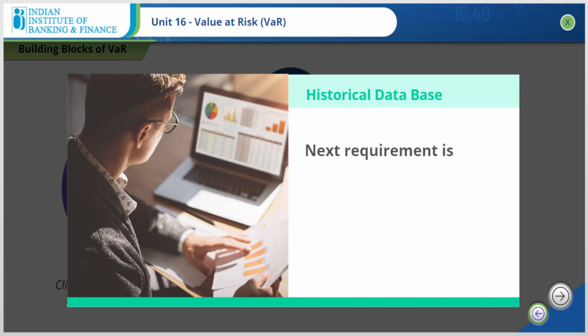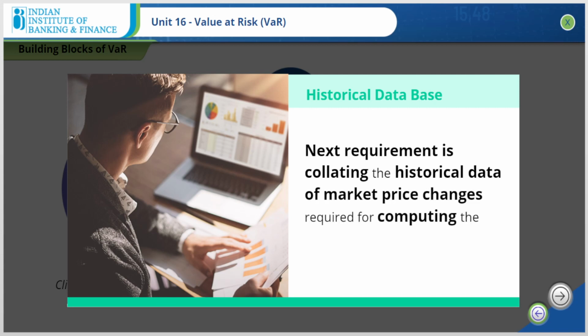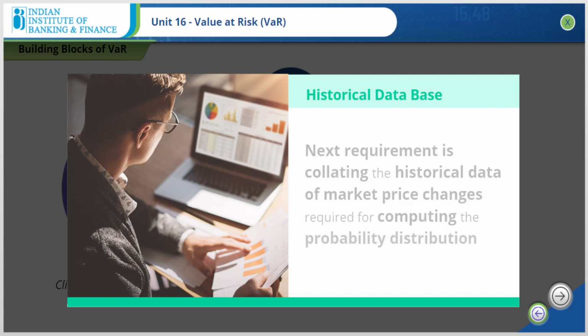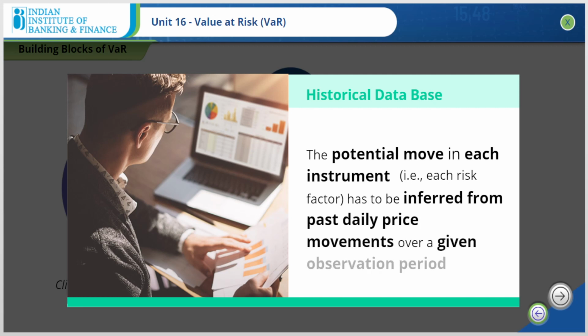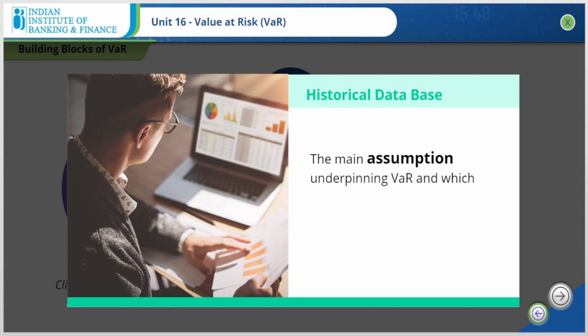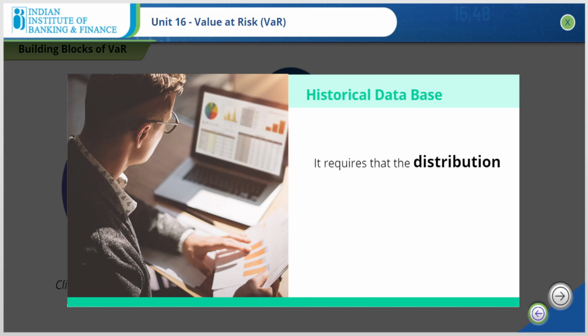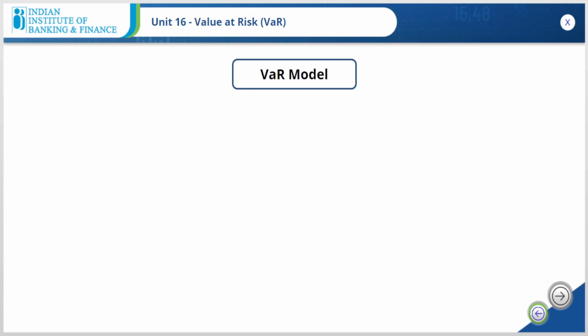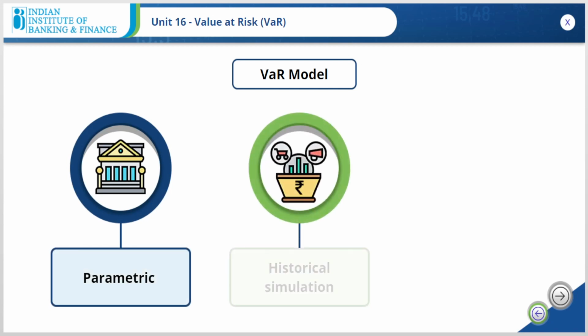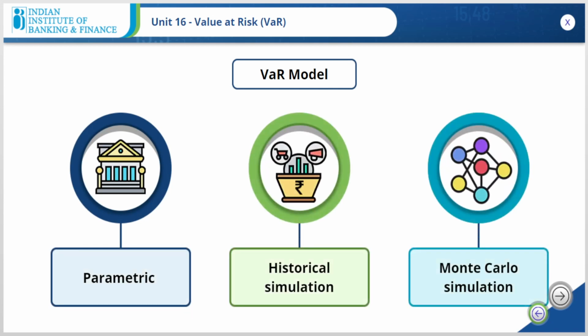Historical database. The next requirement is collating the historical data of market price changes required for computing the probability distribution. The potential move in each instrument, that is, each risk factor, has to be inferred from past daily price movements over a given observation period. The main assumption underpinning VaR, and which in turn may be seen as its major weakness, is that the distribution of future price and rate changes will follow past variations. A VaR model can be constructed with the help of many approaches: parametric, historical simulation, Monte Carlo simulation.